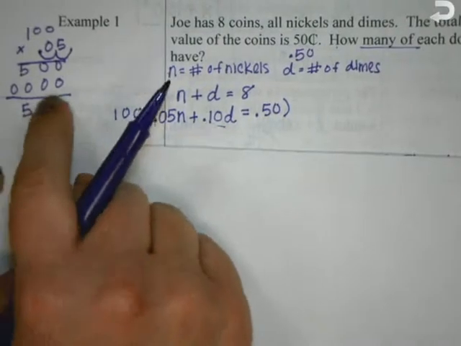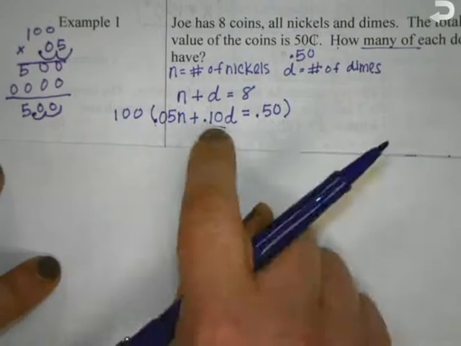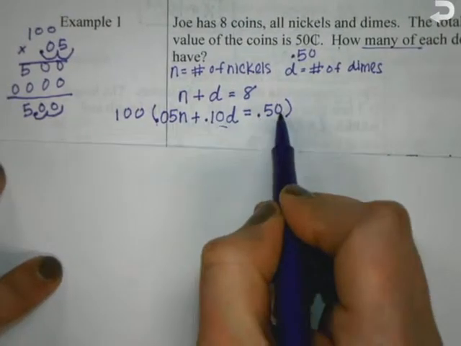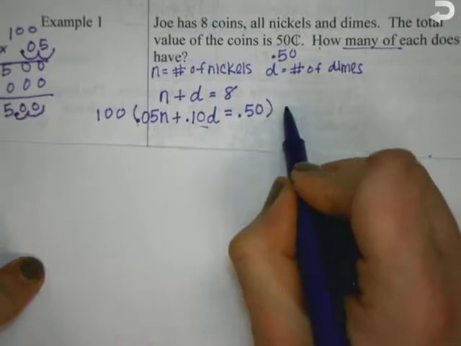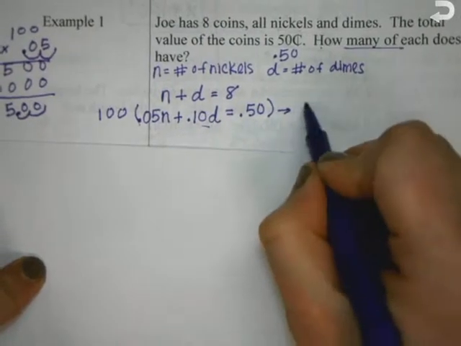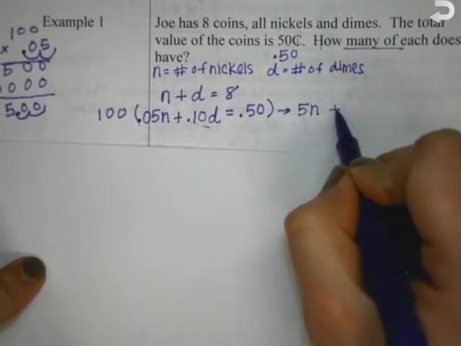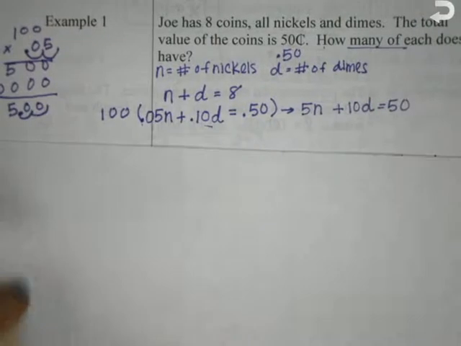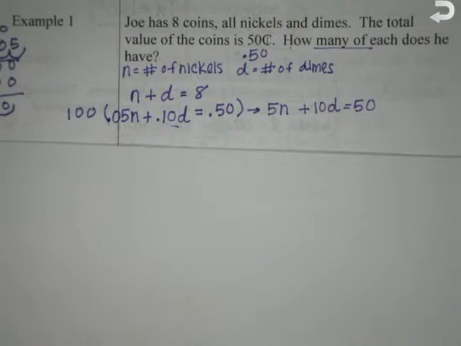Same thing is going to happen here. That decimal is going to move 2 spaces. Same thing here. That decimal is going to move 2 spaces. So what is my new equation? 5n plus 10d equals 50. So much nicer, right? And it's still going to give us the same answer no matter what. So why don't we just start it off that way instead of going through all that?